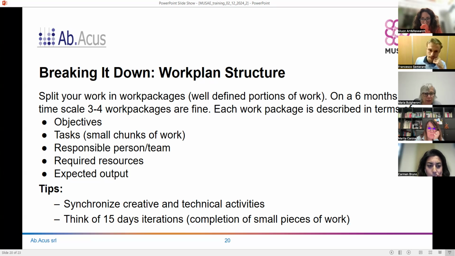Keep in mind that you need to synchronize creative and technical activity, because it's quite easy for the technical people and artistic people to work independently, and you have to find a way to work together. And we will discuss that later in the next training. When you go for tasks, think that our time unit will be 15 days. So you have to think of a small task within a work package with a duration of a couple of weeks. Okay.